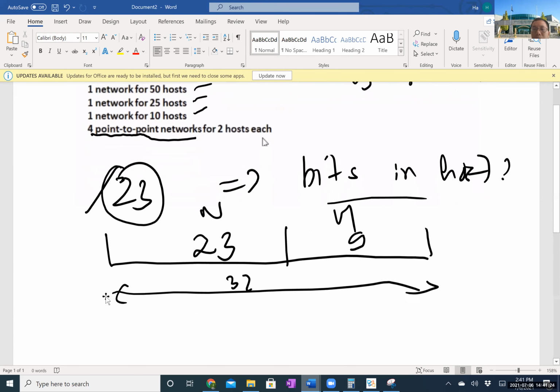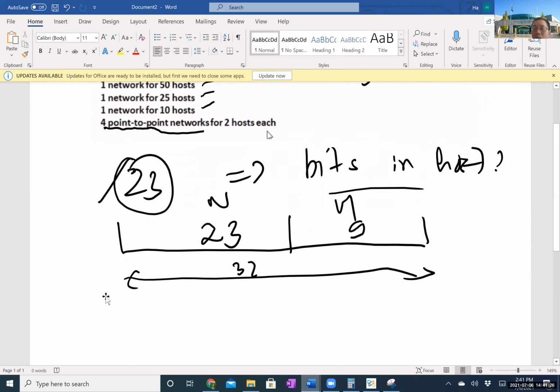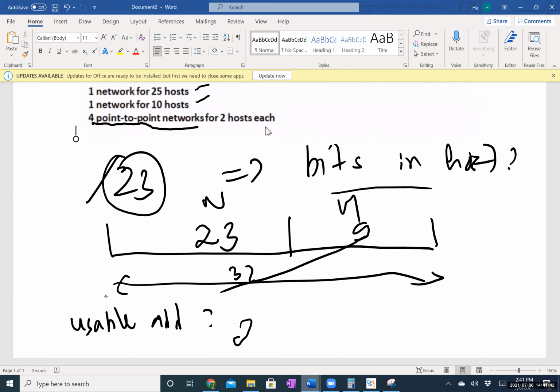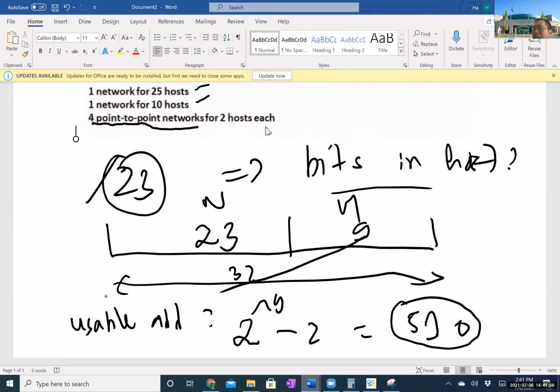Now see for this one. If you have 9 bits in the host portion here, how many usable addresses do you have? You have the formula: 2 raised to the power of 9, which is 512. Remember that for usable addresses you have to minus 2, 1 for the network and 1 for the broadcast. So we have 510 here.